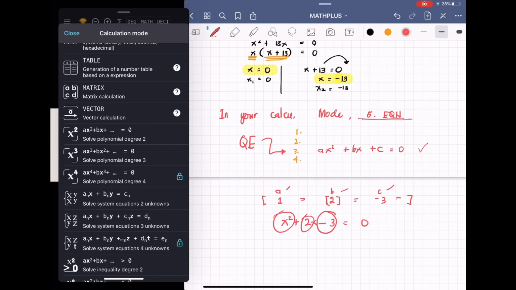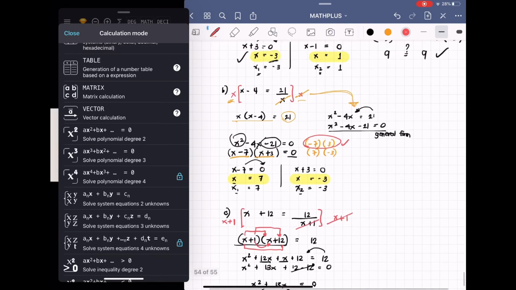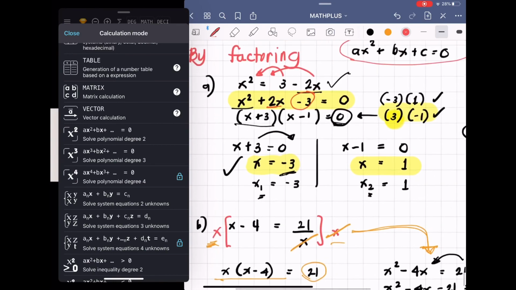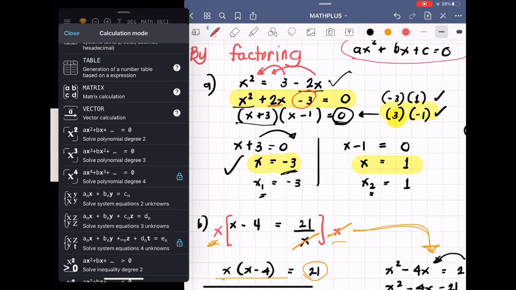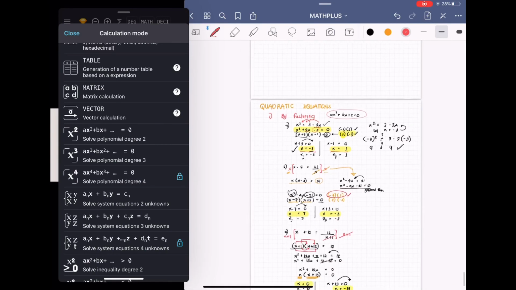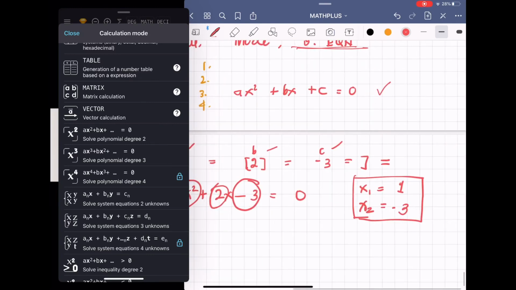After pressing equals, press another equal sign, and it will show you an x sub 1. And if you press another equals, it will give you an x sub 2. So x sub 1 is positive 1, and x sub 2 is negative 3. These are the roots of that quadratic equation. Going back to our solution, our answer is negative 3 and positive 1, which is similar, right? The only difference is the sequence of answers.